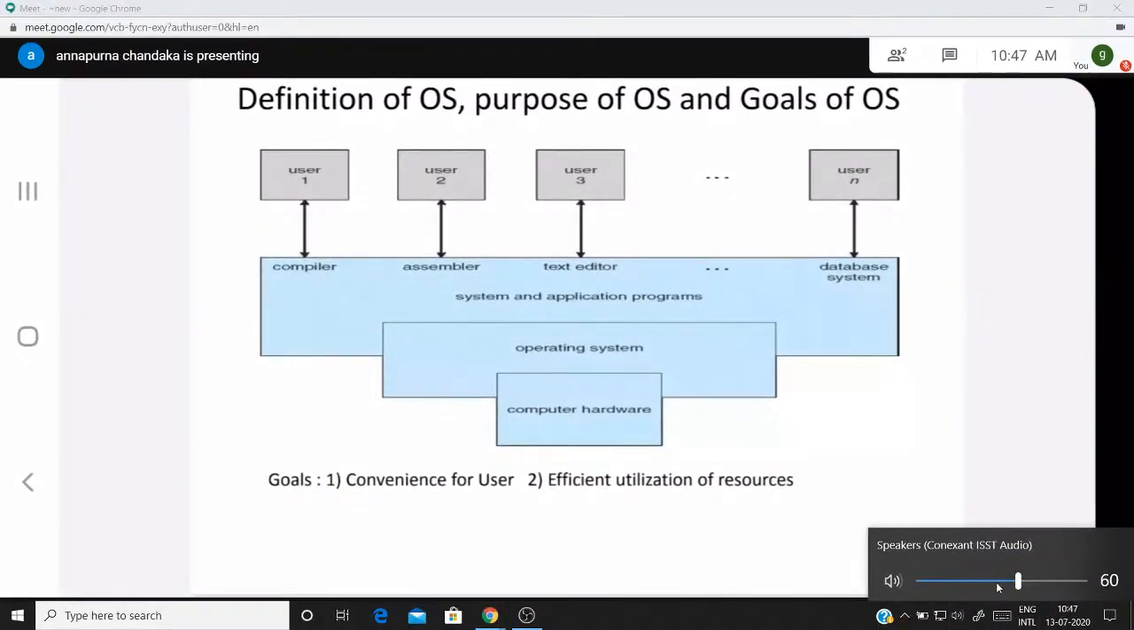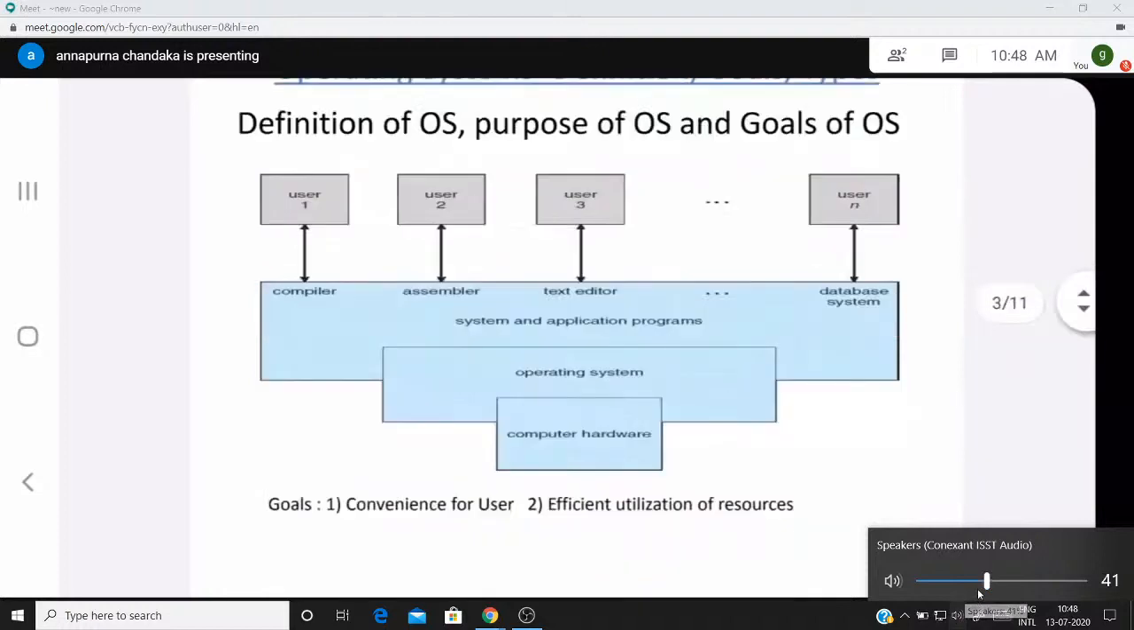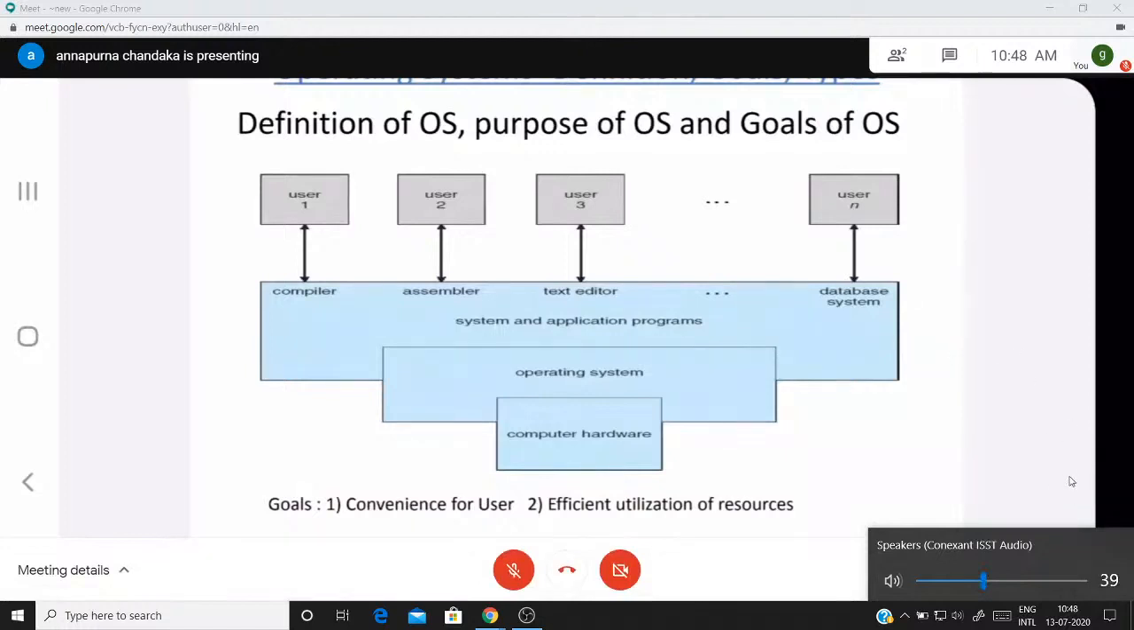The user has to feel it is very easy to manipulate the operations with the computer, and resources must be utilized efficiently. A computer is a very costly resource. Whatever the set of resources there, if you want to use those resources in an efficient manner, then you require an operating system.